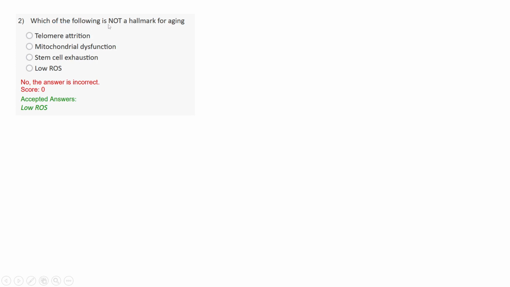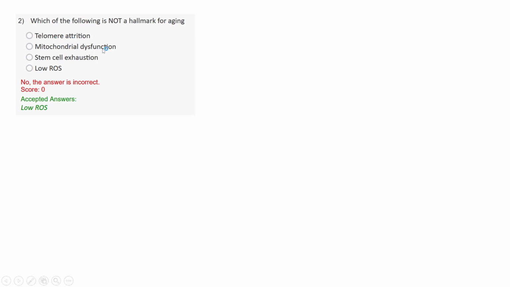The second question is which of the following is not a hallmark of aging. As we discussed, aging occurs due to senescence. If the cell undergoes senescence, that is one hallmark of aging. And in senescence, as we discussed, there is telomere attrition, that is, the telomere gets shortened at the ends. That is one consideration for undergoing aging.